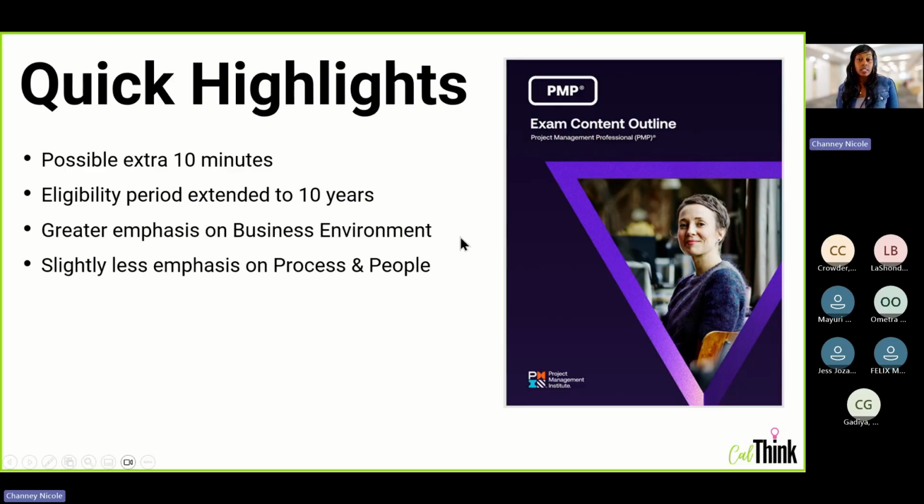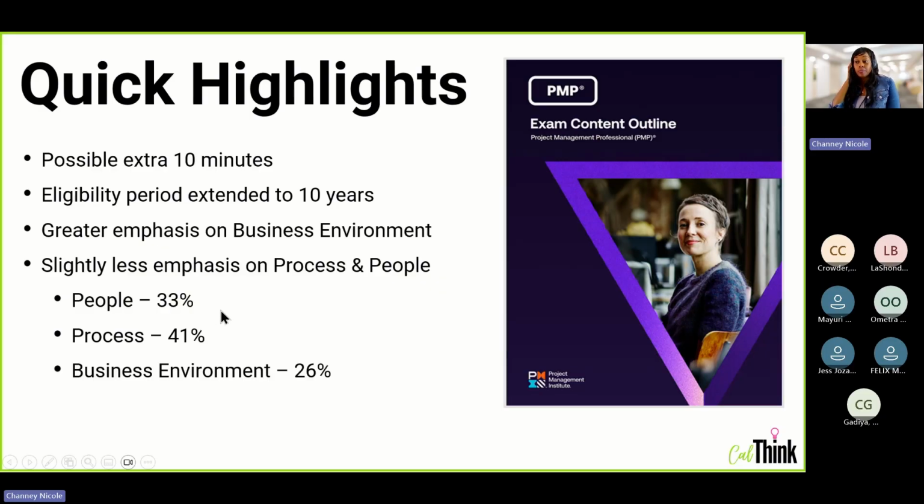A much greater emphasis on business environment, a slightly lesser emphasis on process and people. Whereas before, people was about 42% of the exam, now it's only about 33%, so just a third. Process, which is probably the hardest domain for the exam, has gone down from 50% to 41%. But I do want you to still know this has the most weight. So if you get anything below target in this area, it's likely that you won't be able to pass the exam. And this is usually the area where people struggle the most on the exam.